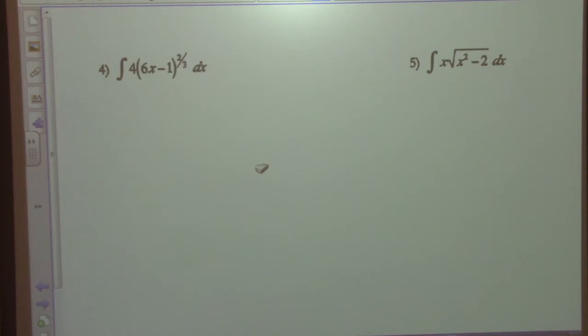6x minus 1, be that. I think I can do this one. You should be able to do it. What did I do before? You just let it chill. Don't you have to move it?